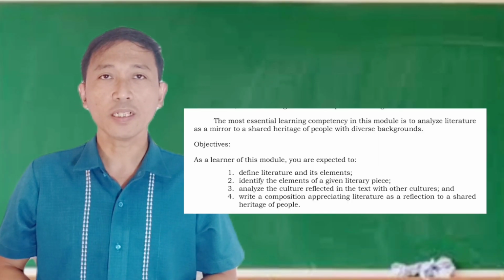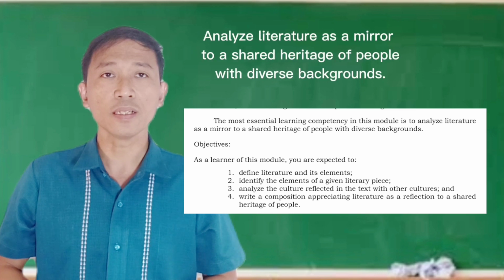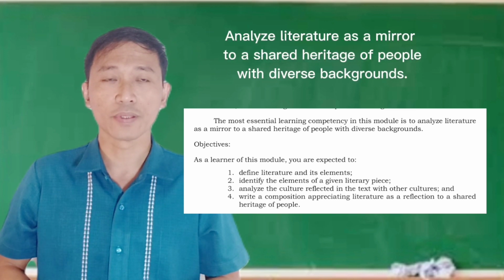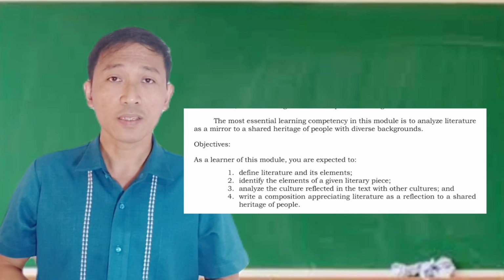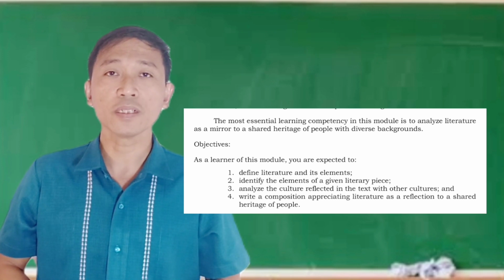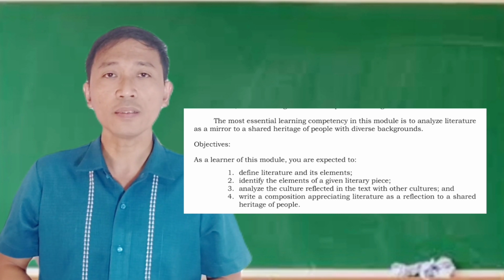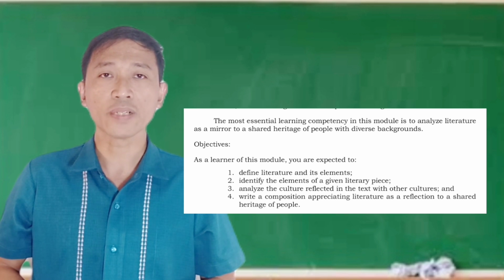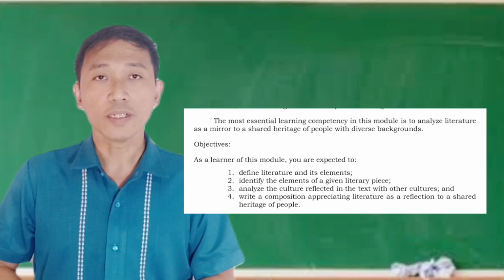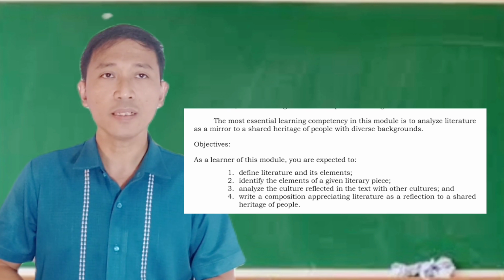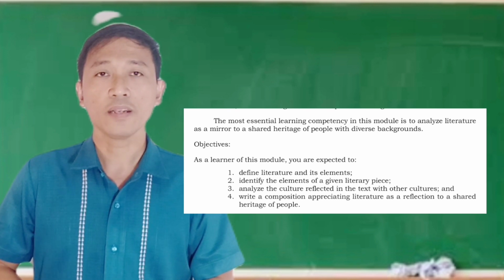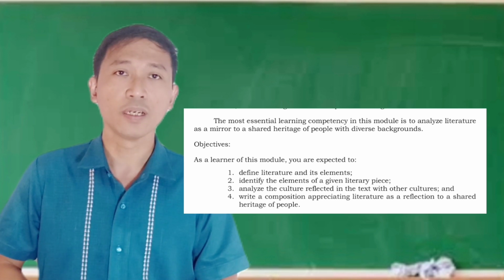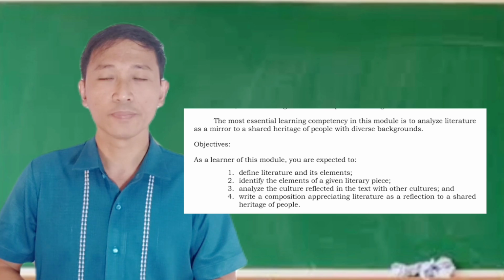The most essential learning competency in this module is to analyze literature as a mirror to a shared heritage of people with diverse backgrounds. Our objectives: as a learner of this module, you are expected to, first, define literature and its elements. Second, identify the elements of a given literary piece. Third, analyze the culture reflected in the text with other cultures. And fourth, write a composition appreciating the literature as a reflection to a shared heritage of people.